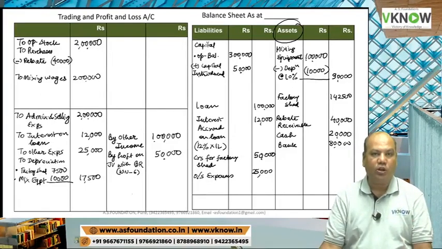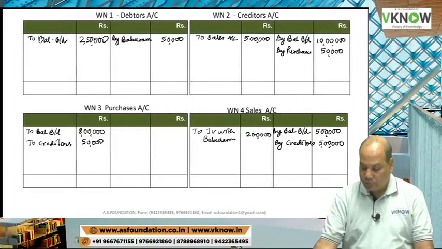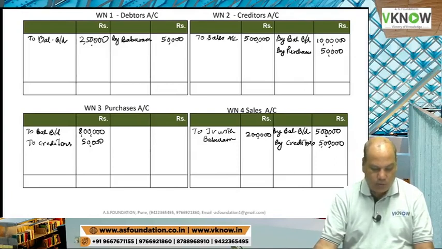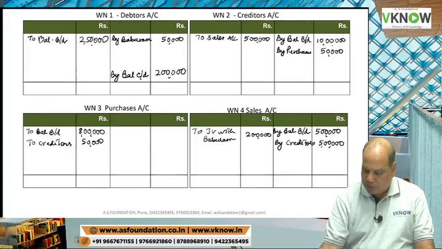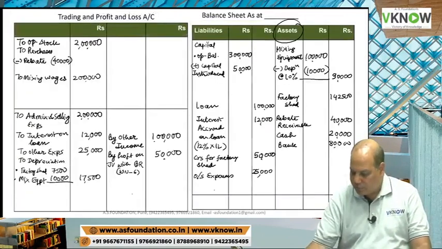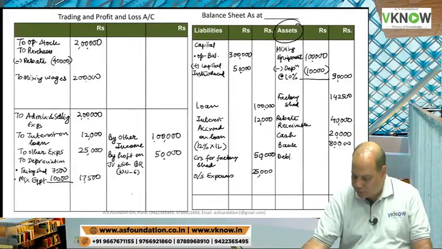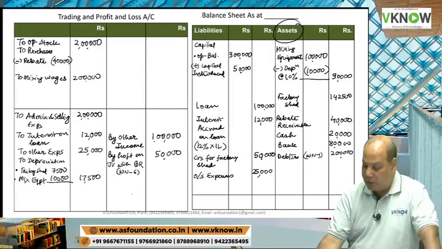So we have completed all the transactions given in the question. What are we supposed to do now? We are going to close these accounts. Close the debtor account. By balance carried down 2 lakh. This 2 lakh will be transferred to balance sheet, asset side. So balance sheet asset side, write down debtors, working note 1, 2 lakh. If you can write working note every time, it will be great.